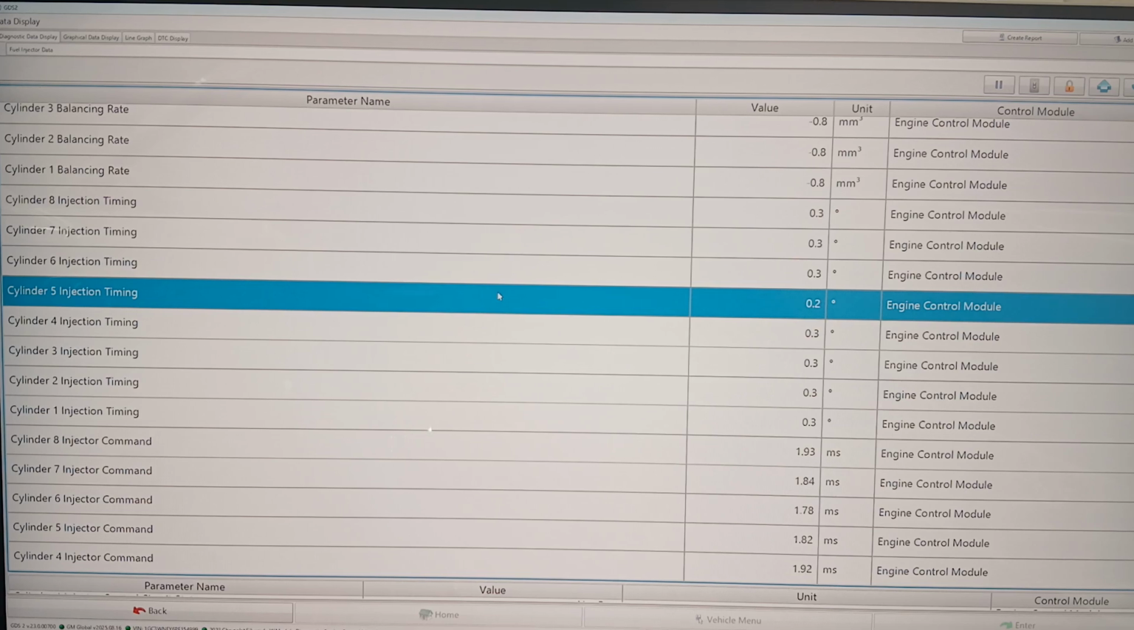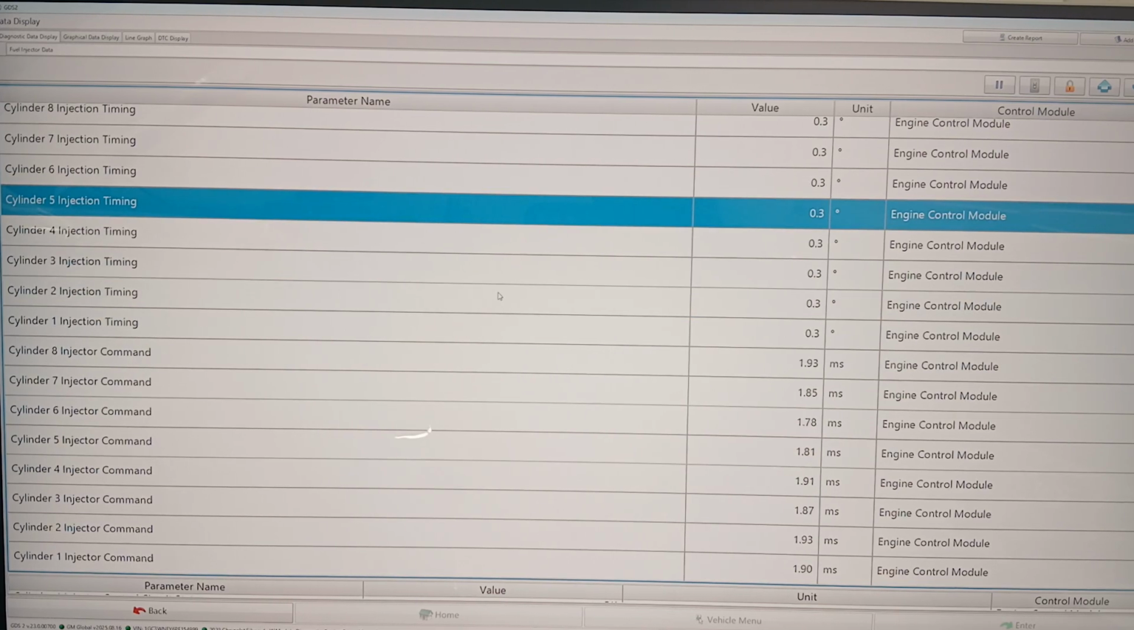Okay, so we talked about our injector balance rates and how we can use that similar to fuel trim on a gas engine. We talked about our injector timing numbers and what they mean when they go negative and when they go positive. So again, on the injector timing, if you start seeing these things in the double digits, we have a problem. And we're going to have to start looking for something that's causing these injector timing numbers to be skewed. Okay?